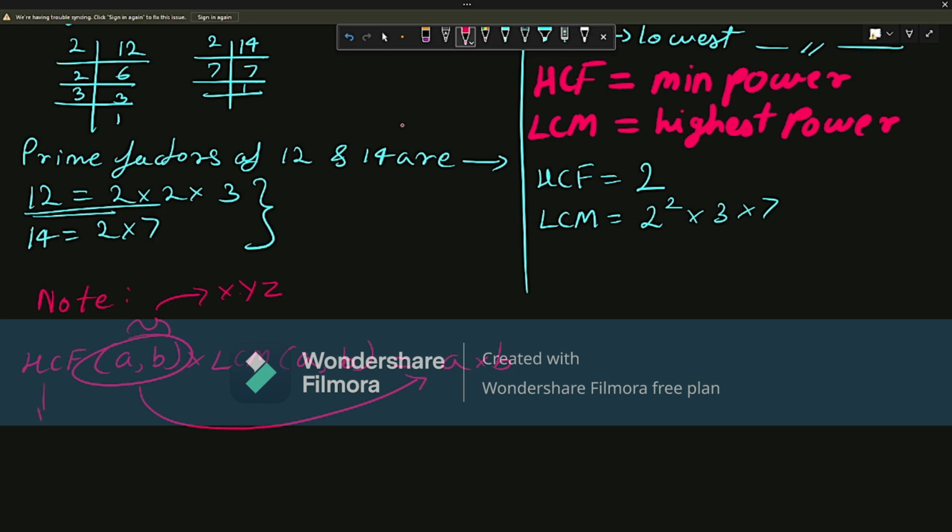And if they have given HCF, suppose 9, and this number A and B some 2 and 4, then 2 fours are 8, and then you need to shift 9 to the other side, so it will be into division, so 8 upon 9, like that.